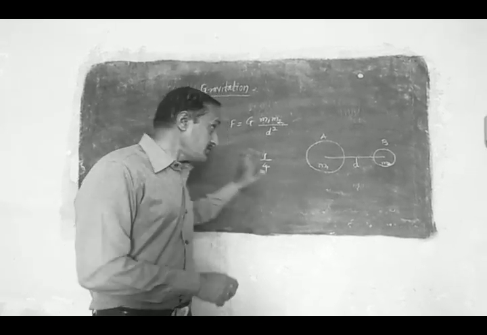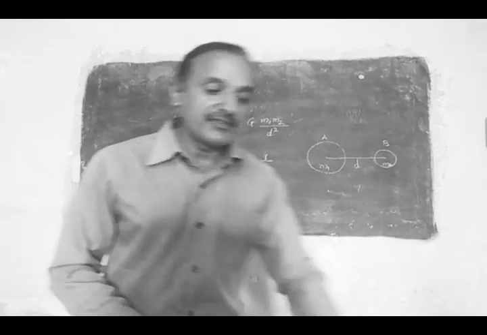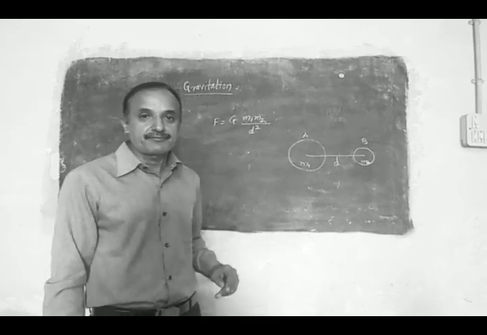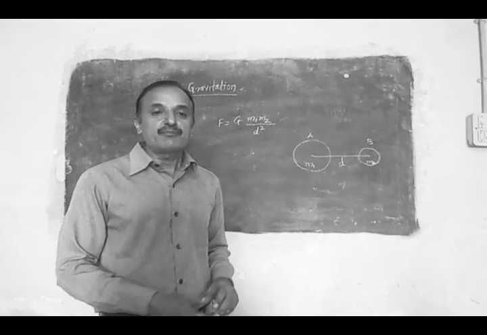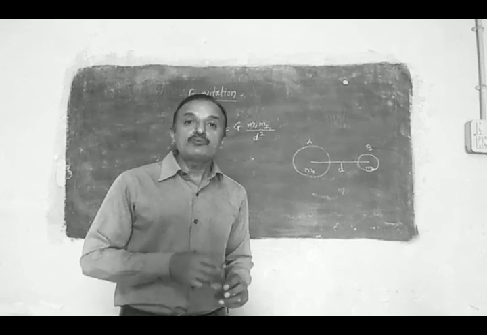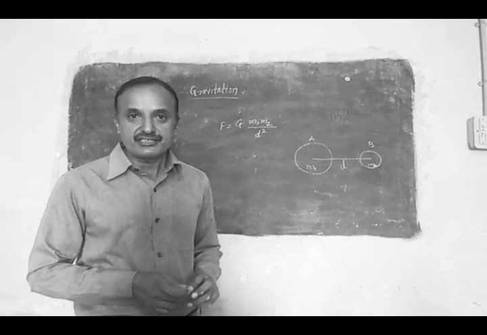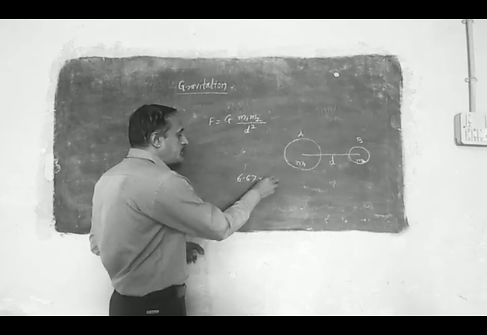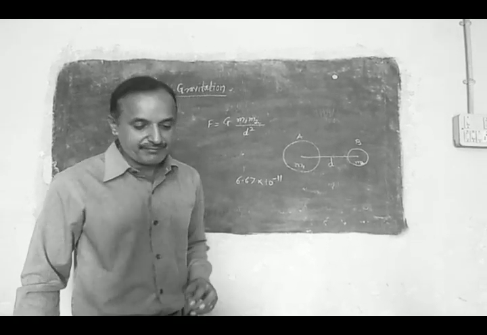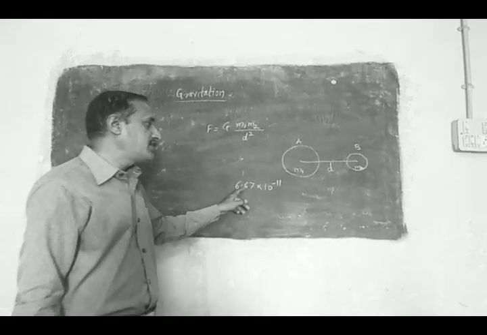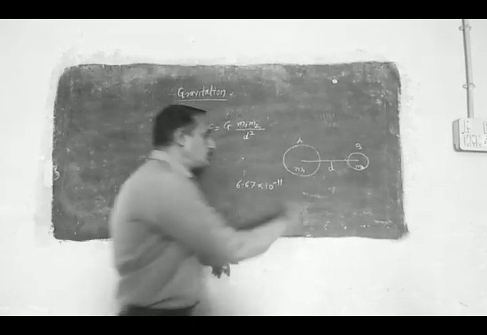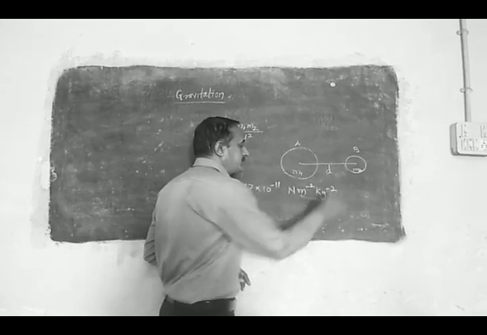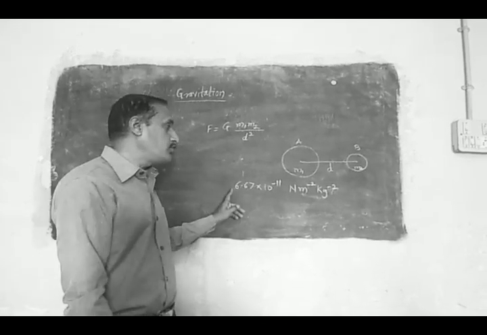Now let us see how to find the value of this capital G. The value of G was measured by Henry Cavendish. Its value is 6.67 into 10 raised to minus 11 newton meter square per kilogram square. That is the value of capital G.